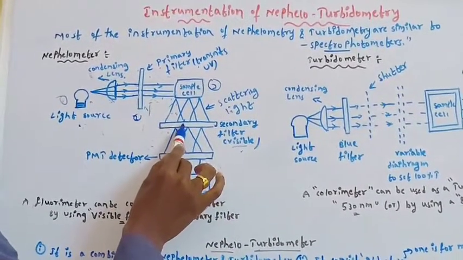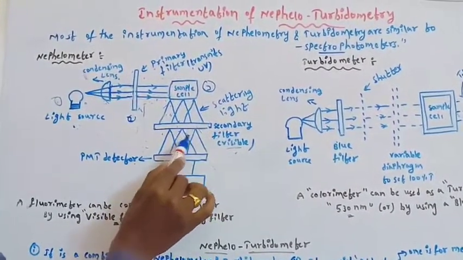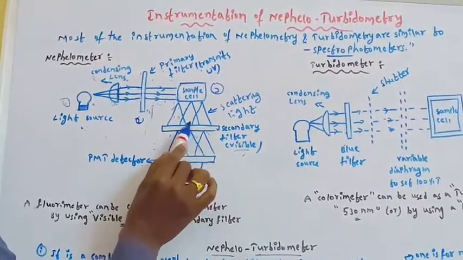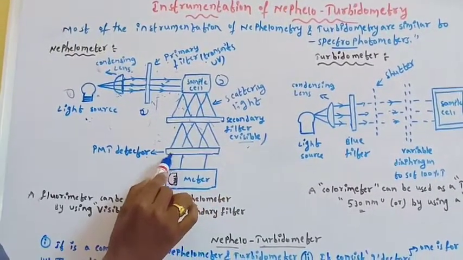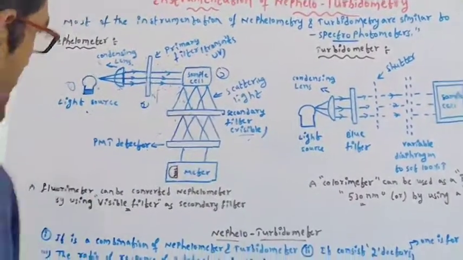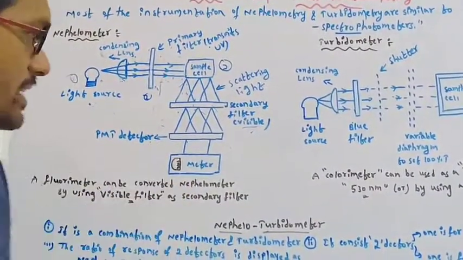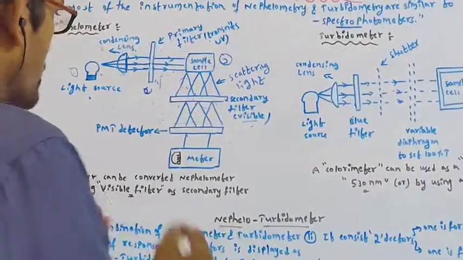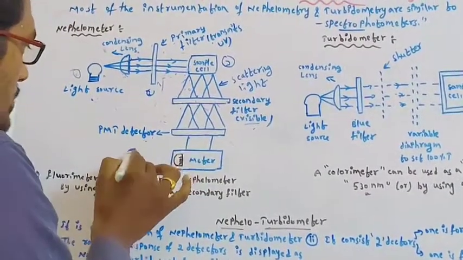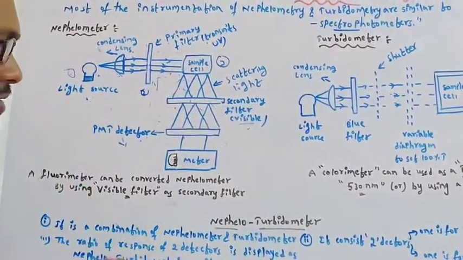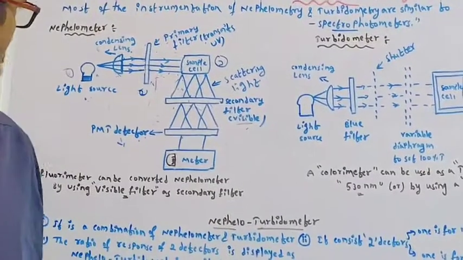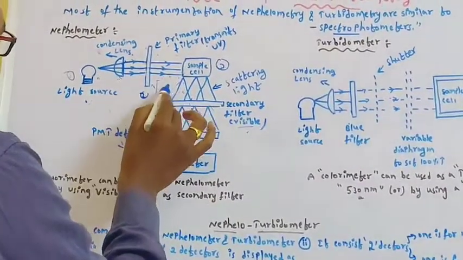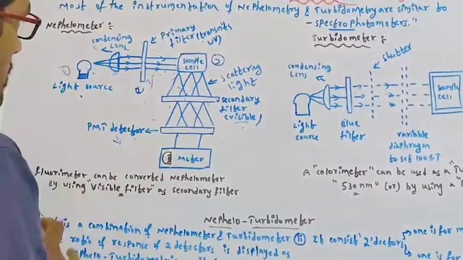From the secondary filter, or visible filter, the visible radiation will pass through and finally fall onto the detector. The detector will detect the intensity of the scattered radiation, which is directly proportional to the concentration of the solution. This way, scattering of light will be measured in nephelometry.